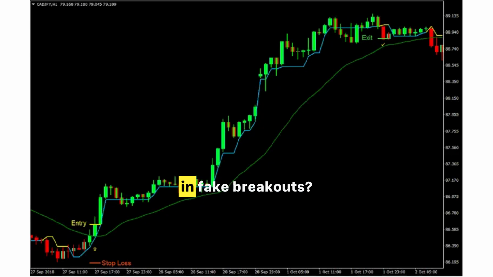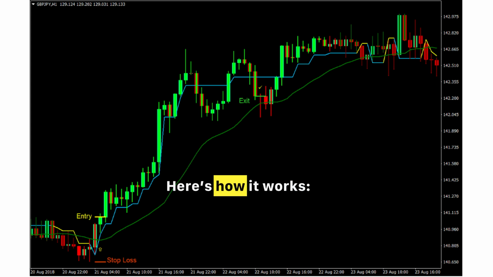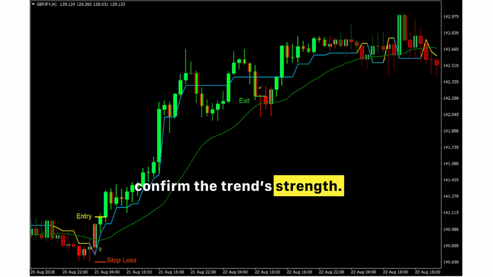Tired of getting caught in fake breakouts? The ADX Super Trend strategy helps you filter out market noise and trade only when the trend is actually strong. Here's how it works. You're using two tools: the Super Trend indicator to spot trend direction, and the ADX, Average Directional Index, to confirm the trend's strength.